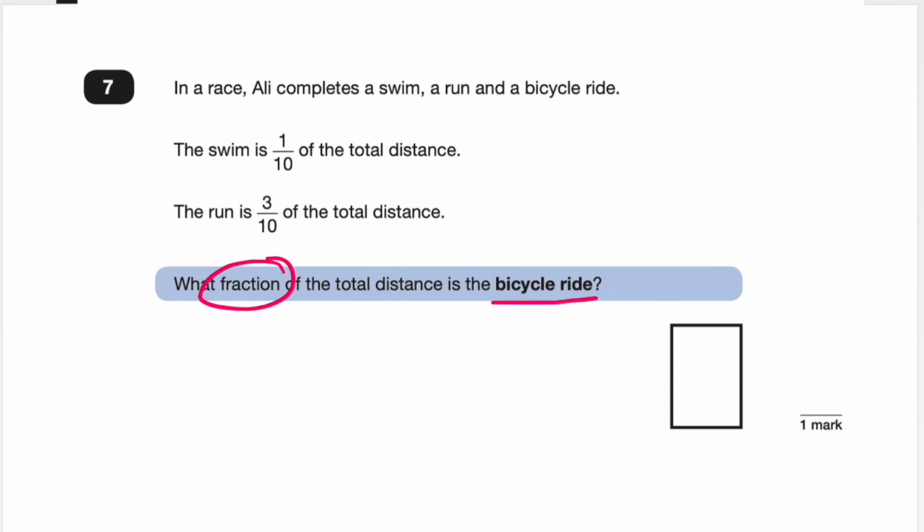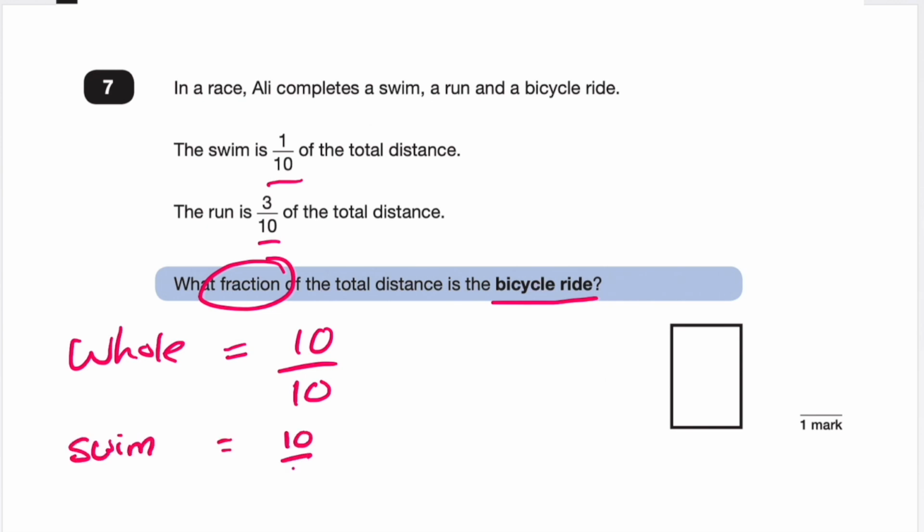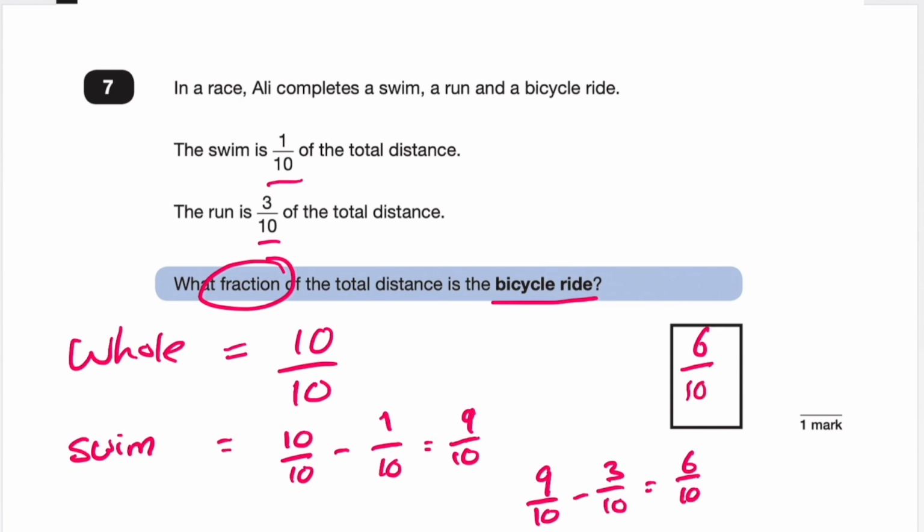Okay, so we've not been told the bicycle ride, but we know the swim is 1/10 and we know the run is 3/10. So the whole race, we should understand, is 10/10 or a whole. If we subtract the swim, that would leave us with 10/10 subtract 1/10, which is 9/10. And now if we subtract the run from that 9/10, we would have 9/10 subtract 3/10, which equals 6/10. So the bicycle ride was 6/10 of the whole journey.